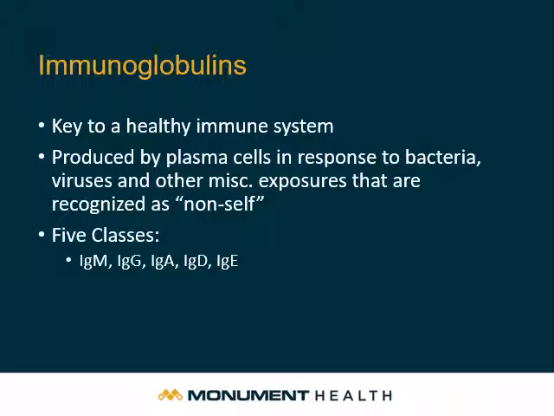So these reactions, like I said, are typically IgE mediated. These are immunoglobulins, and they're key to a healthy immune system. We'll see this in a picture on the next slide, but they're produced by the plasma cells in response to a bacteria, a virus, or any other miscellaneous exposures that are recognized as non-self. We have 5 classes: IgM, IgG, IgA, IgD, and IgE. The big thing to remember here is the first time a person is infected or otherwise exposed to an antigen, a foreign non-self substance, their immune system recognizes it as non-self and stimulates plasma cells to produce specific immunoglobulins or antibodies that bind to and neutralize the antigen. The antibodies remember these antigens for future encounters and allow for rapid production of more antibodies.